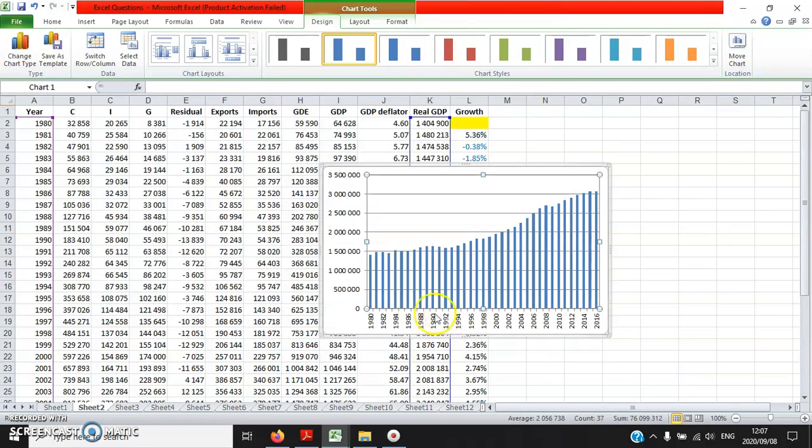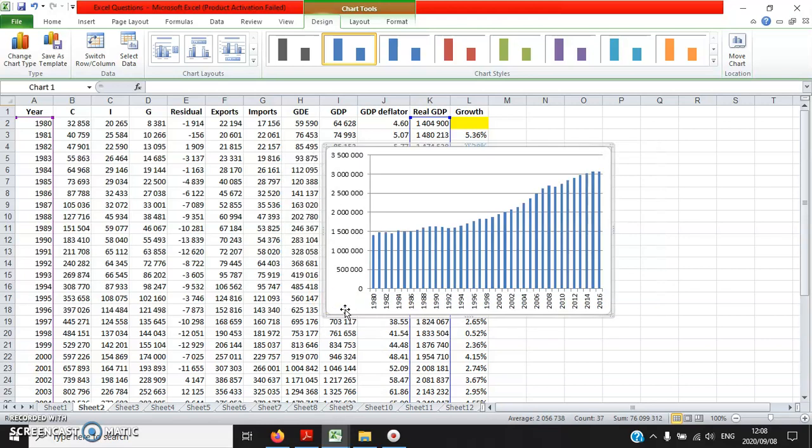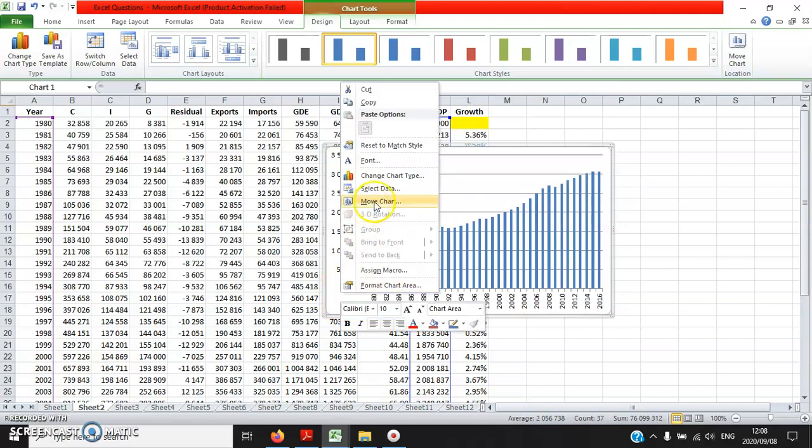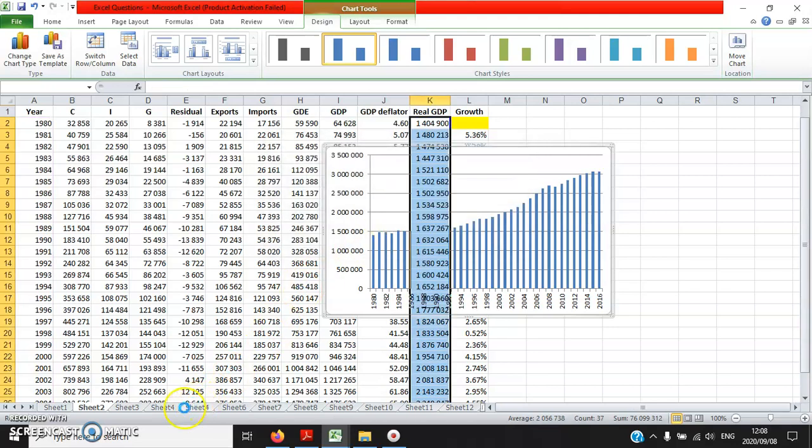And then OK. And you wouldn't want this chart to appear in the data sheet. You want the chart to exist on its own. So now you right click outside the plot area, which means somewhere here. Right click, move chart, new sheet, and then Excel has a suggestion. Should we name this as chart 1? I think this is a good suggestion. Then you can click OK.